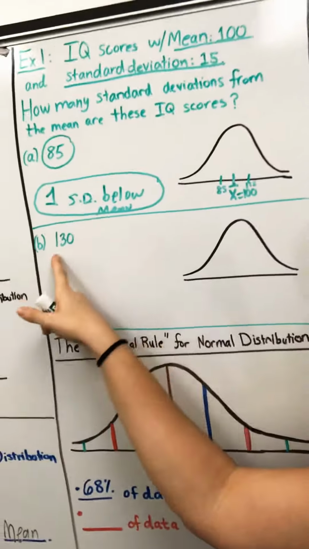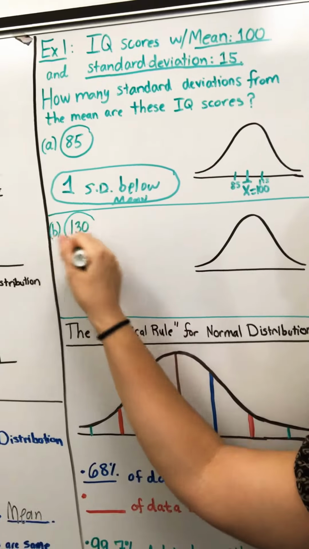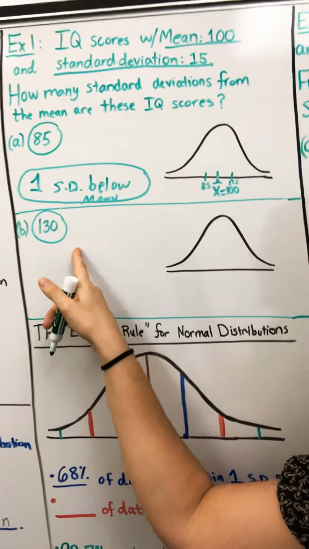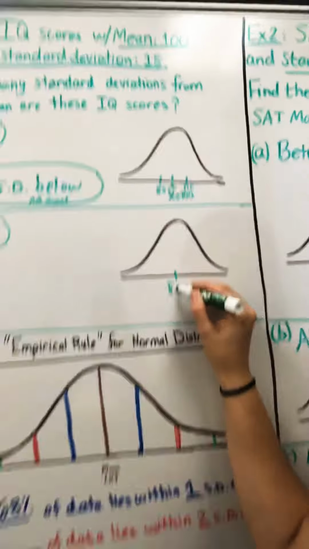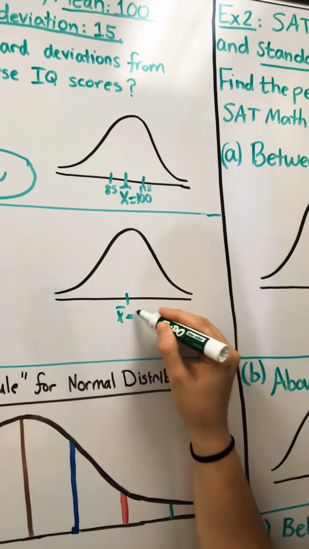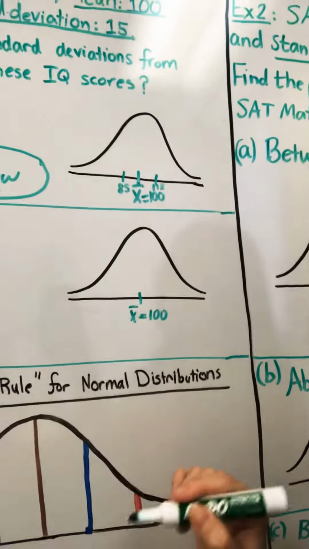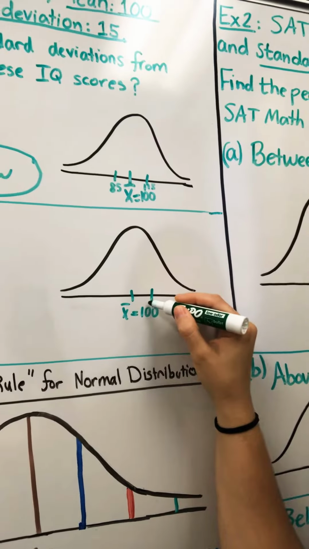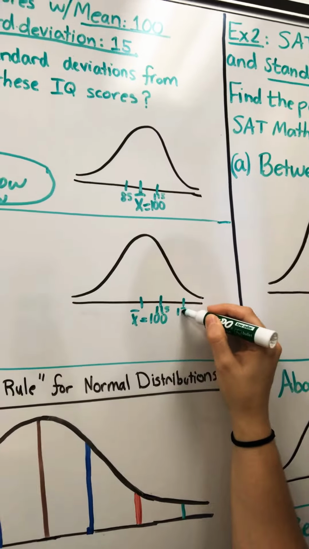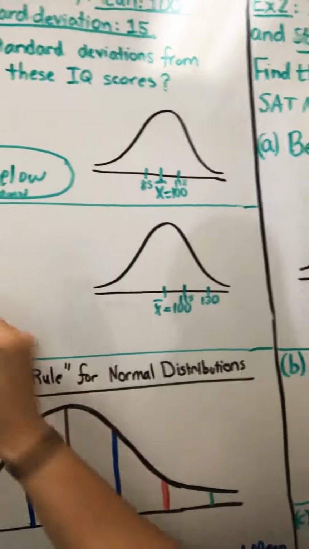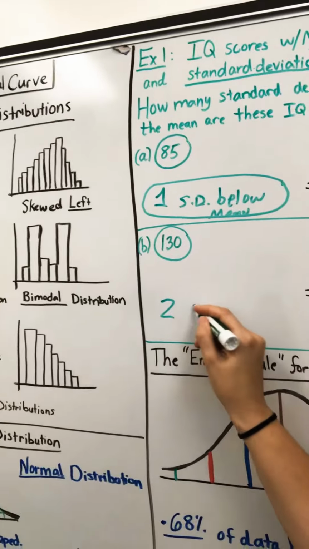All right, what about 130? Part B says, what happens if you have an IQ score of 130? How many standard deviations away from the mean would that have been? Well, once again, the mean for a bell curve is in the middle. So if X bar, our sample mean, is 100, then we could go up one standard deviation and be at 115. Two standard deviations, we'd be at 130. So we are 2 standard deviations above the mean.